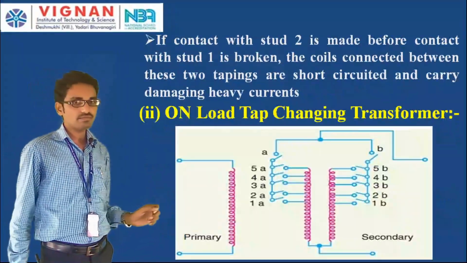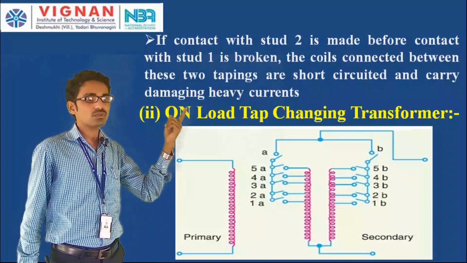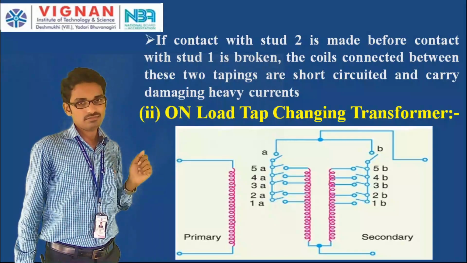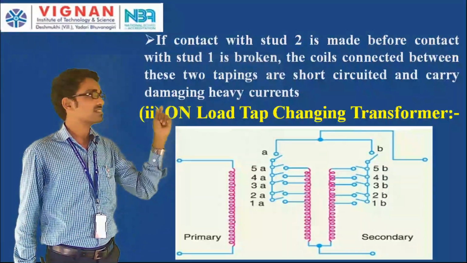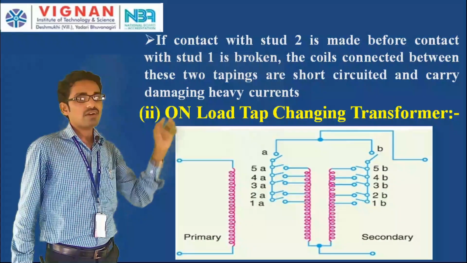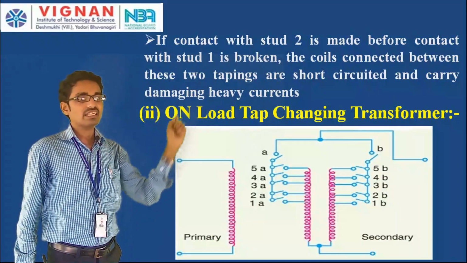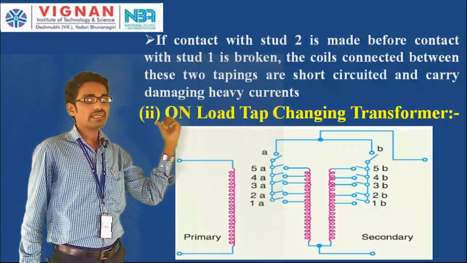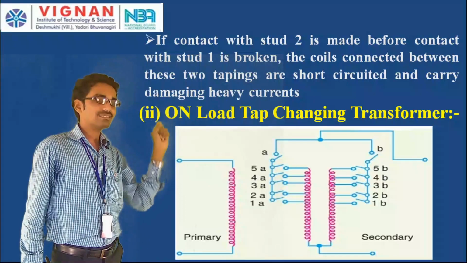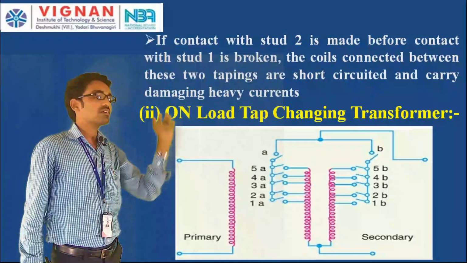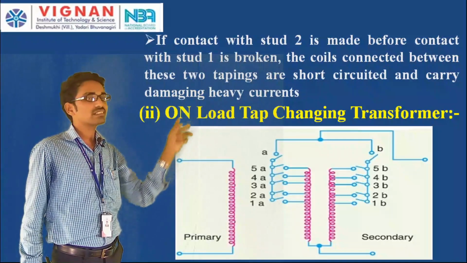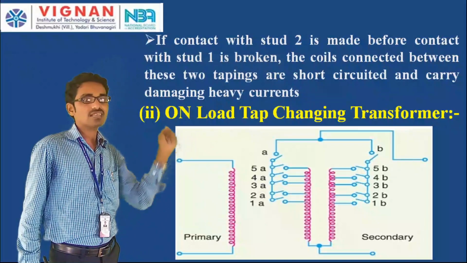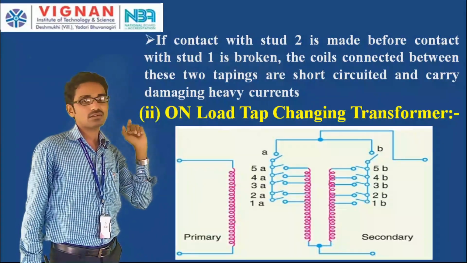The next condition is if contact with stud 2 is made before the contact with stud 1 is broken. That means I am trying to connect to stud 2, but before breaking the contact with stud 1. As it is connected with stud 1, you are also connecting with stud 2. There are two connections present here. The mobile arm has a connection with stud 2 as well as stud 1, both connected together.